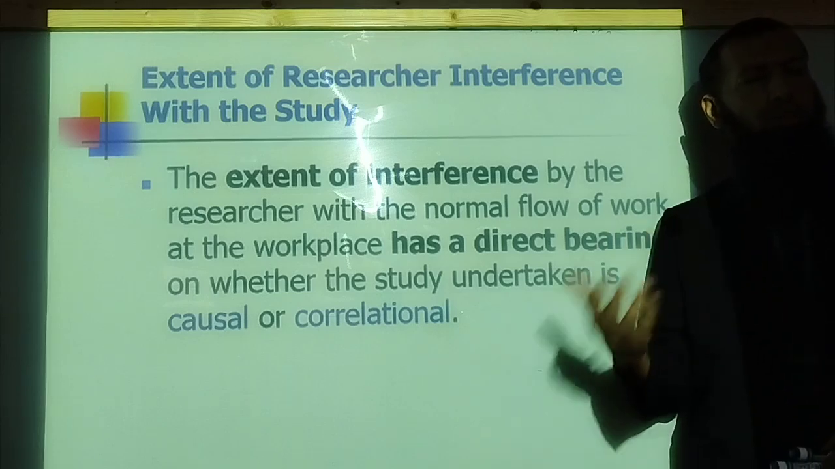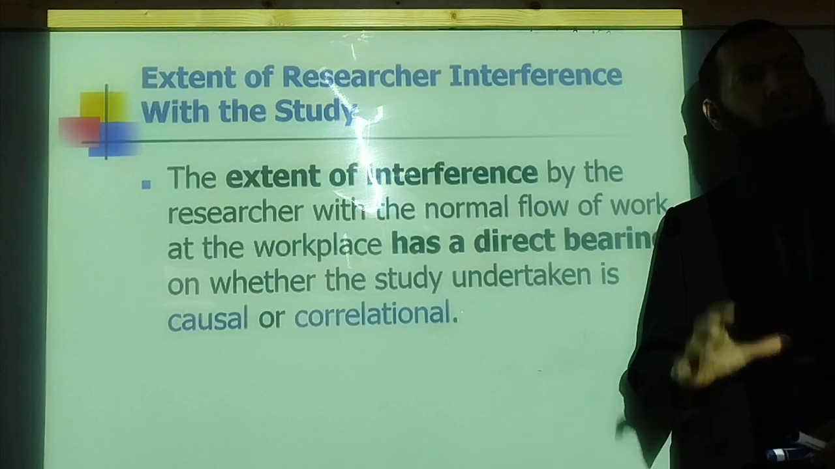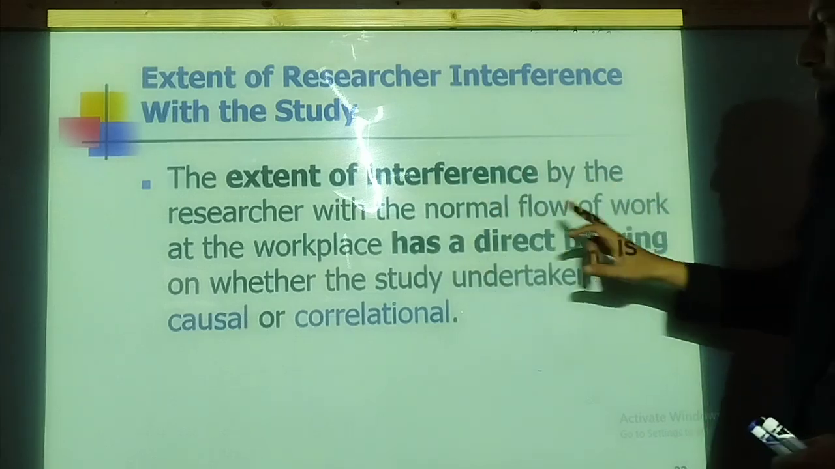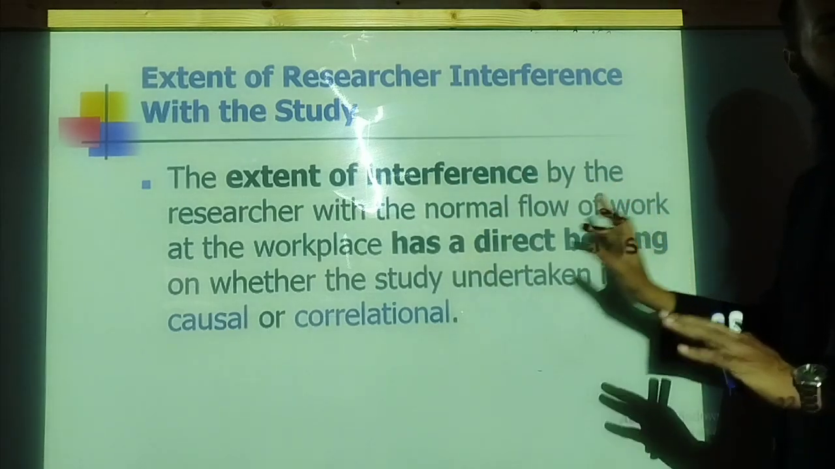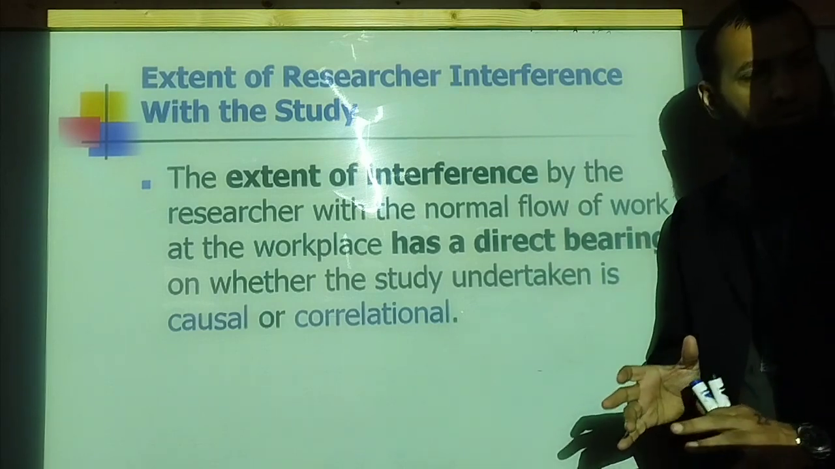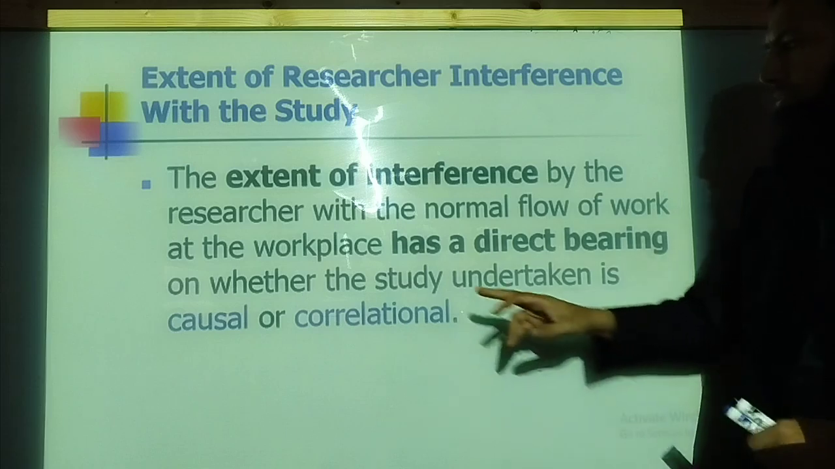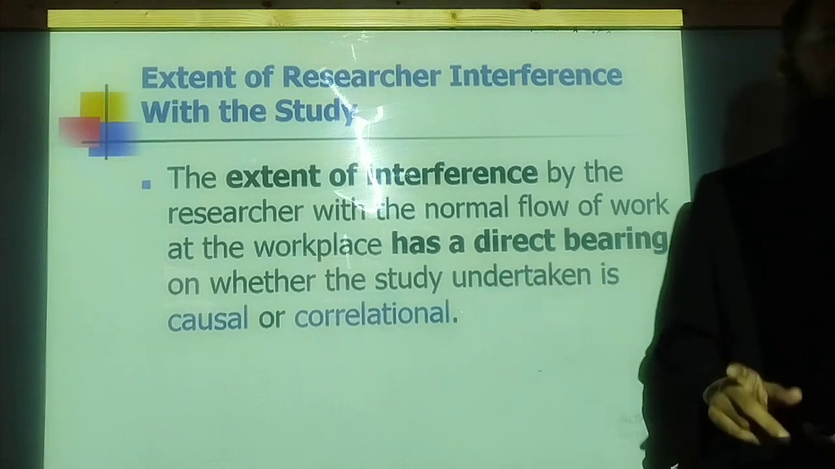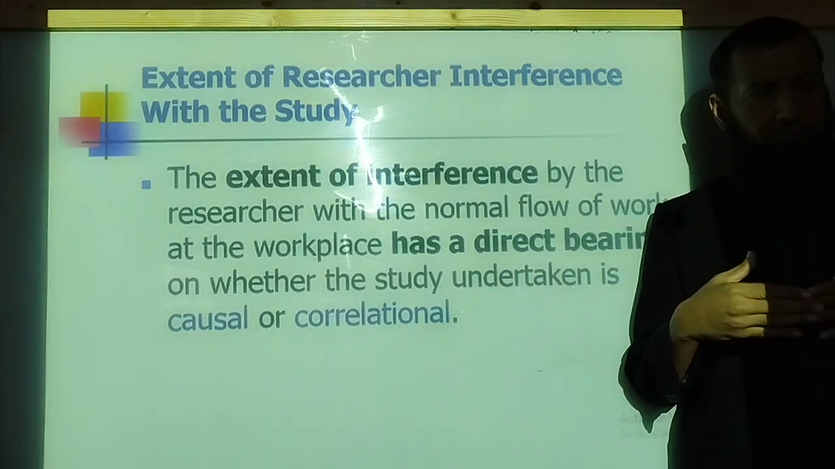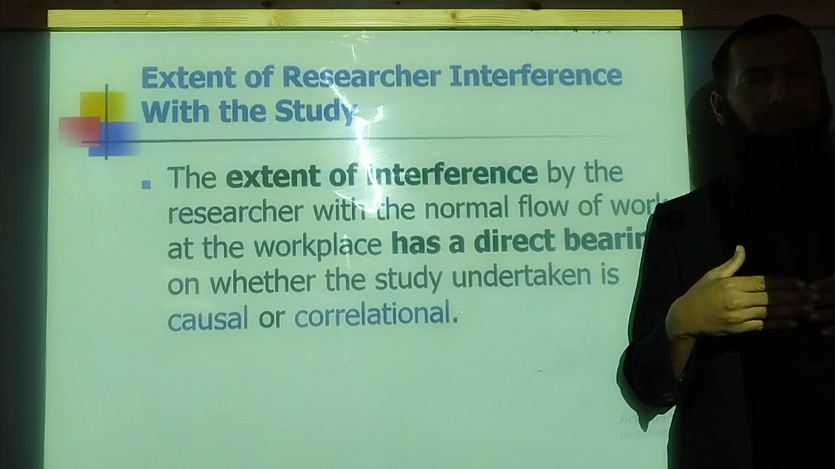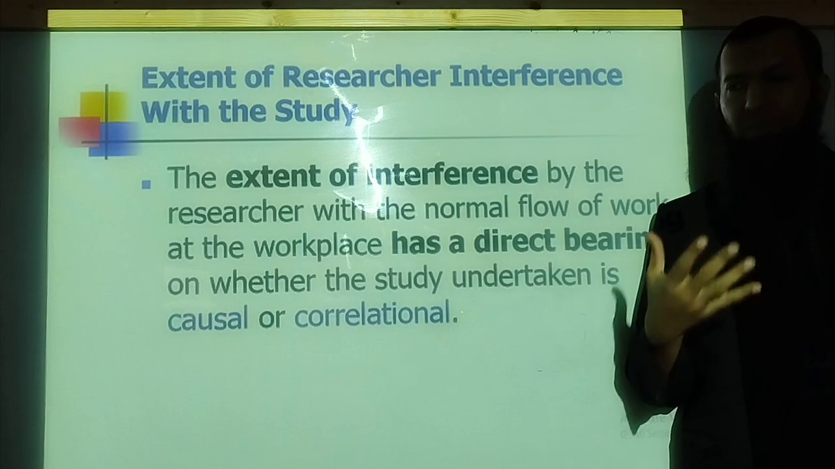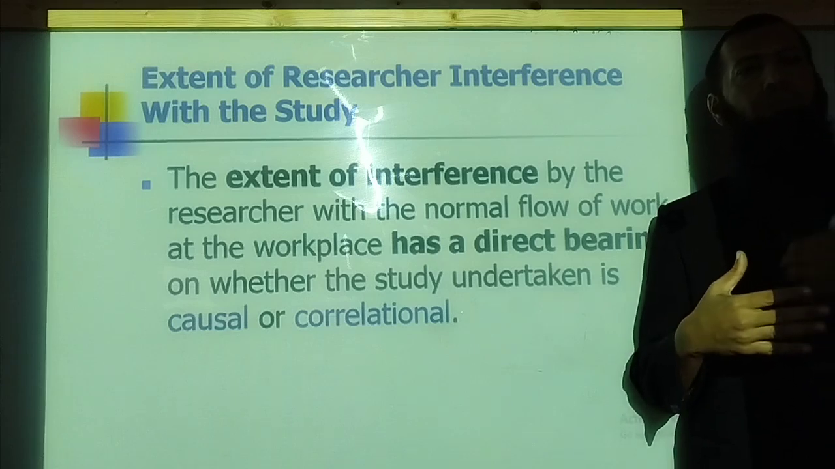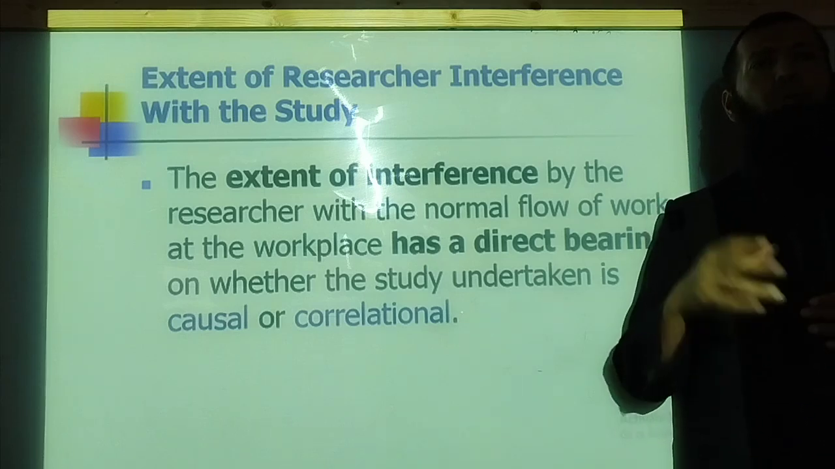And if you are going for a causal study, then you must interfere to control the other factors. The extent of interference by the researcher with the normal flow of work, at the workplace, where you interfere for getting the data for your research, has a direct bearing on whether the study undertaken is causal or correlational. It means the interference depends on the type of investigation you are doing. If you are going for the causal study, you interfere more. If you are going for the correlation study, you interfere less.